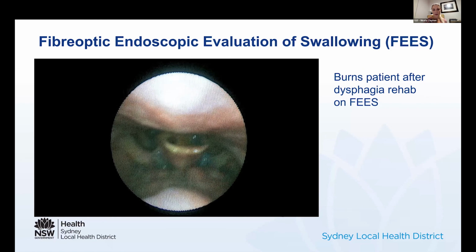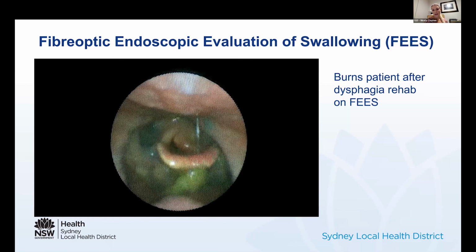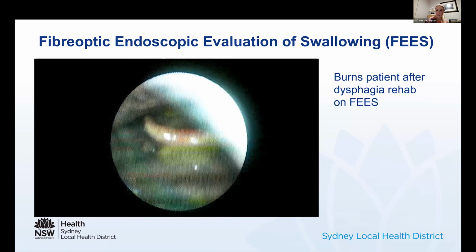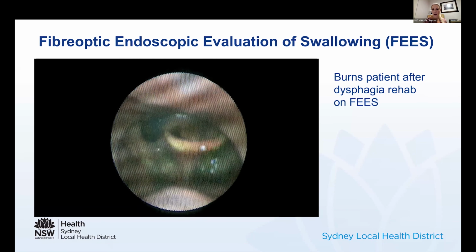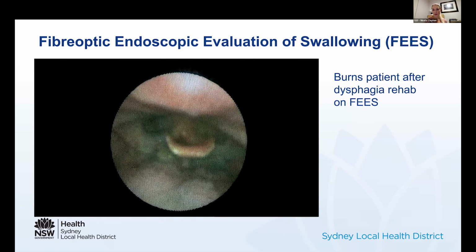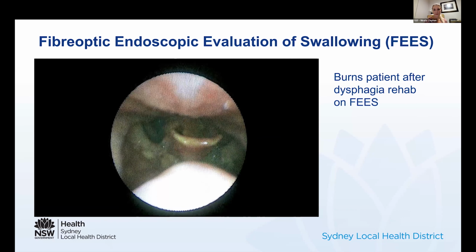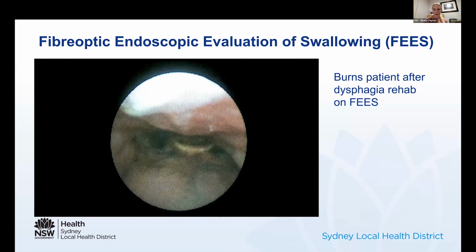He's just taking a small amount of solids here. This is some diced fruit. So you can see here that it's not perfect just yet. We had continued rehab following this phase, but his clearance is certainly much improved than the initial phase. In the interest of time, I'm going to keep going.